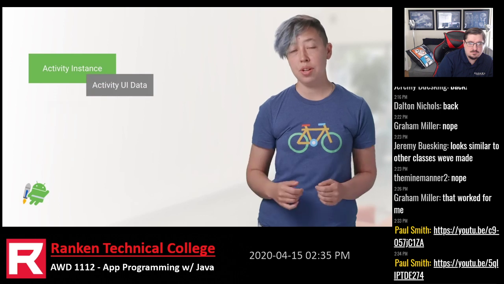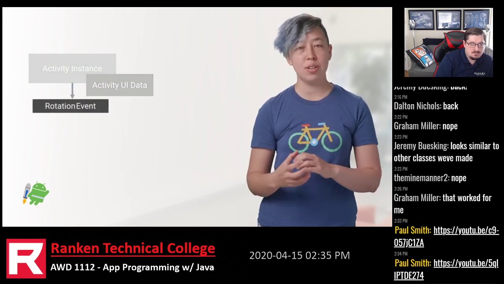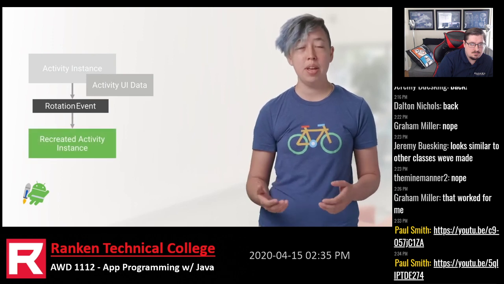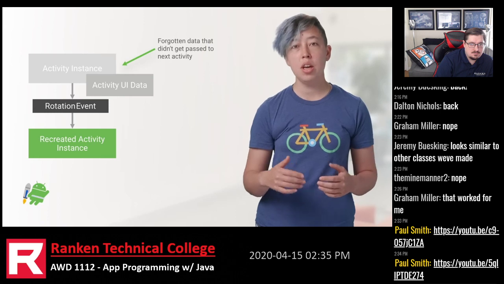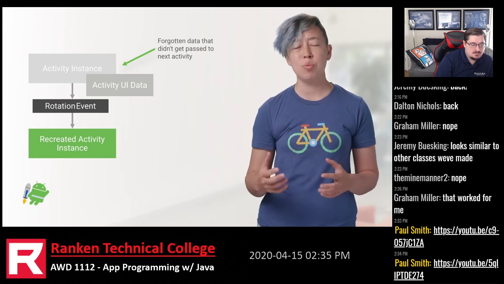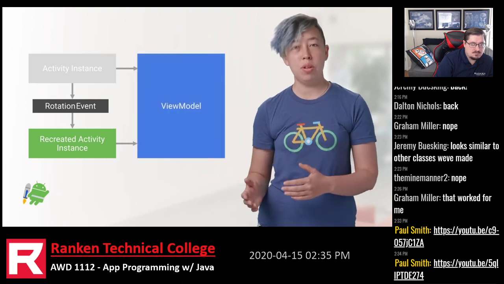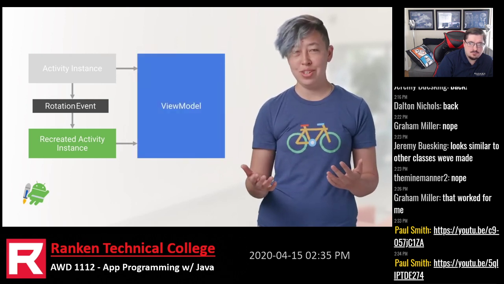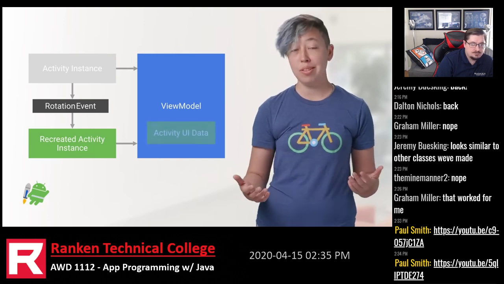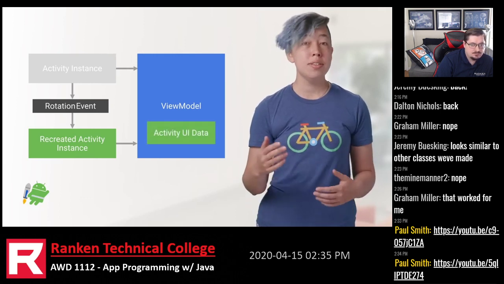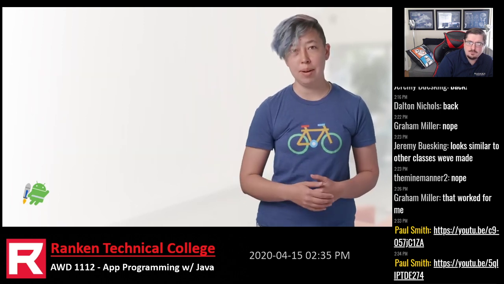Rotating your phone is considered a configuration change. Configuration changes cause your whole activity to get torn down and then recreated. If you don't properly save and restore data from the destroyed activity, you may lose that data and end up with weird UI bugs or even crashes. So enter the view model, which of course survives configuration changes. Instead of storing all of your UI data in your activity, put it in the view model instead. Now this helps with configuration changes, but it's also just general good software design.